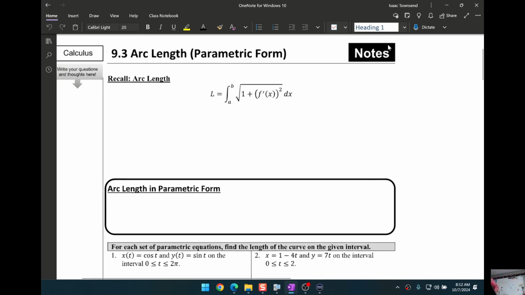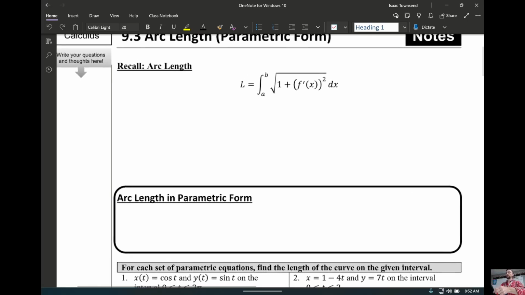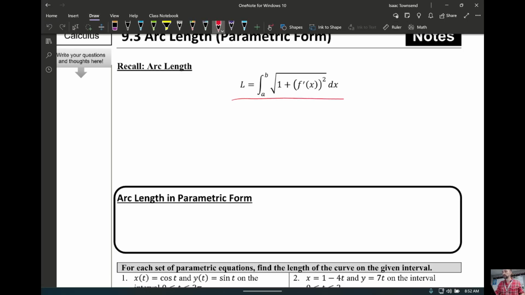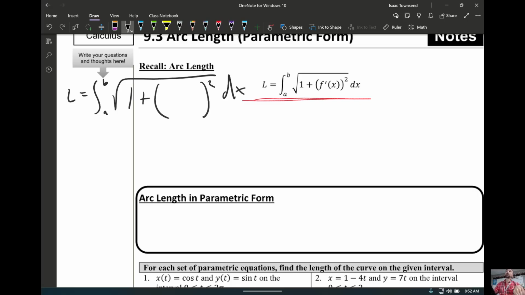Okay, so for arc length in parametric form, I can just tell you what the formula is going to be, of course. But this one's not too hard to figure out how to go from the one that we saw just a couple weeks ago. That's the arc length formula that we did when we were not doing parametric equations. But I'd like you to at least write down where this comes from, because I think you can follow most, if not all, of this. So the first thing we could do is change f prime. If you think about how we take the derivative of parametric equations, that would be dy/dt over dx/dt.